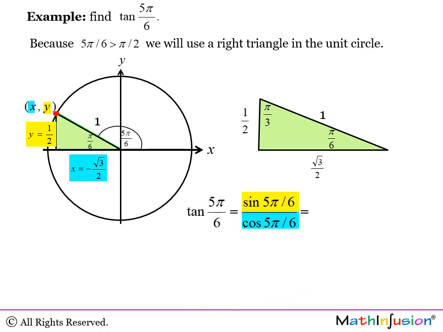So I get that the tangent of 5 pi over 6 is sine of 5 pi over 6 over cosine of 5 pi over 6, which is just y over x, which is 1 over 2 over negative square root of 3 over 2, which is negative 1 over square root of 3.